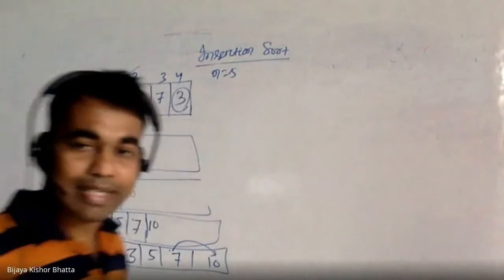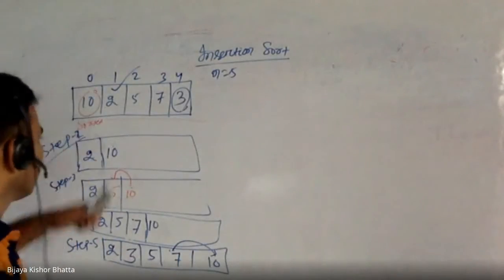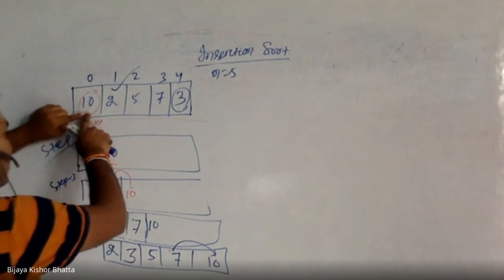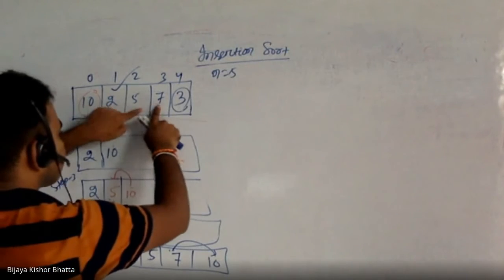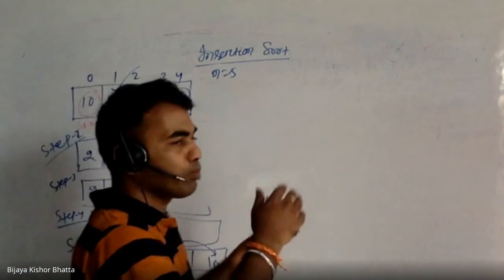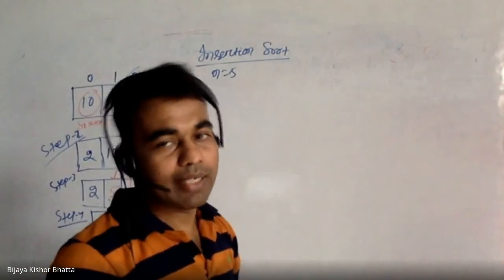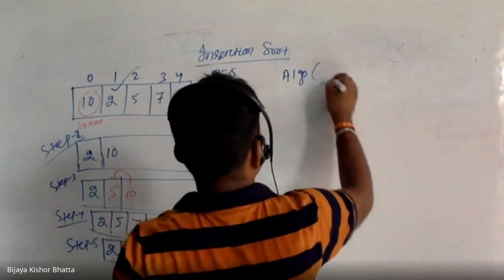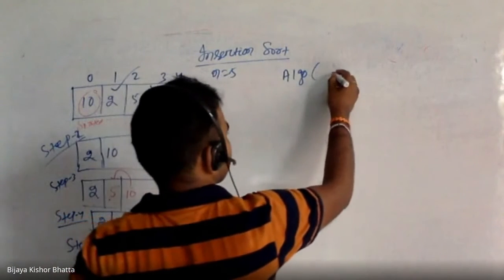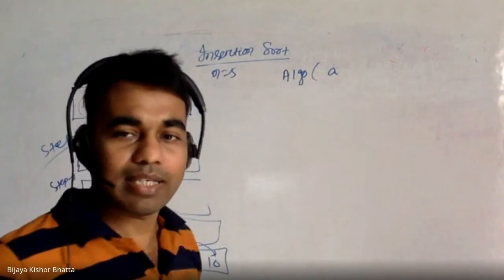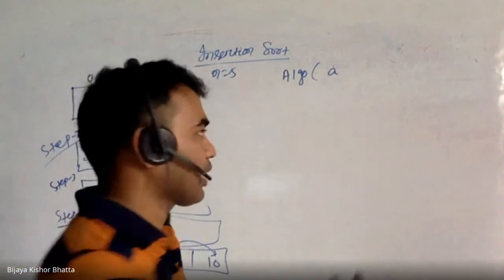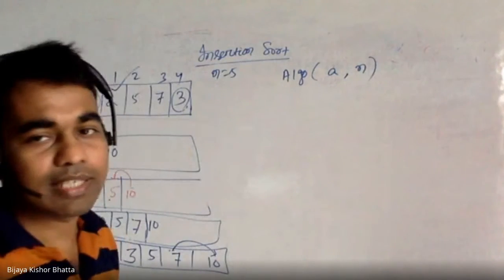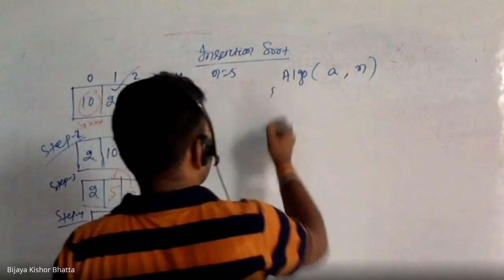The program is exactly the same as what we described. How many times do you need to do it? You need to do it for every element. You started with 10, then 2, 5, 6, 7, 3. So you will put a for loop which will take every element. Let me write down the algorithm. It takes an array as the input, and suppose n is the size of the array.